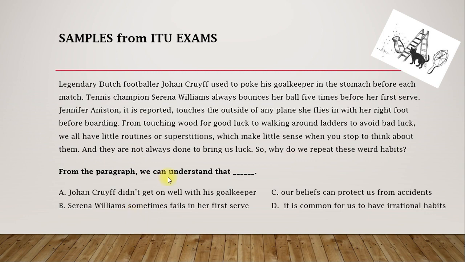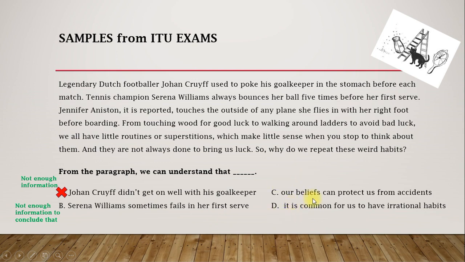Johan Cruyff didn't get on well with his goalkeeper. From the paragraph, we can't understand whether they get on well or not, because there's not enough information about Johan Cruyff. So this can't be the correct answer. Serena Williams sometimes fails in her first serve. And again, there's no such information in the paragraph, so B can't be the right answer either.